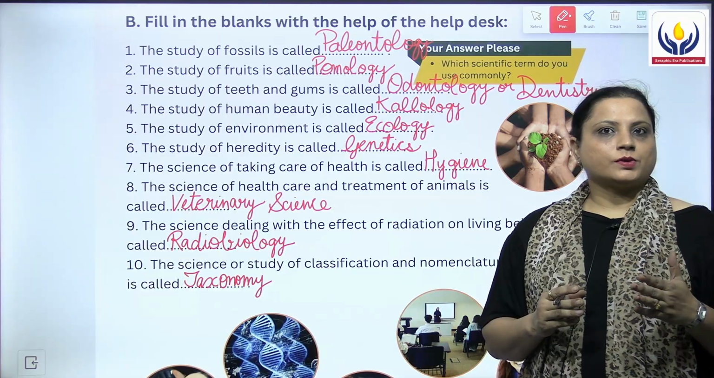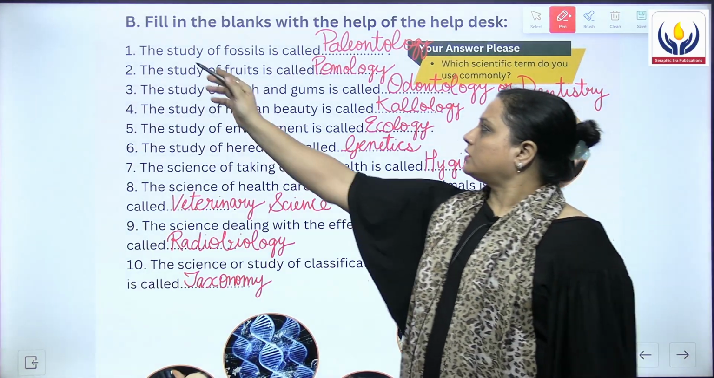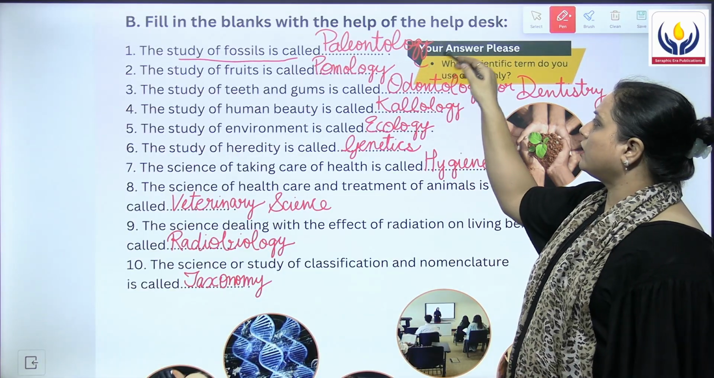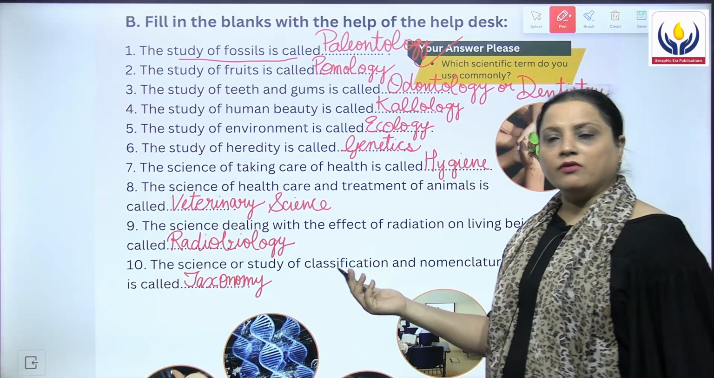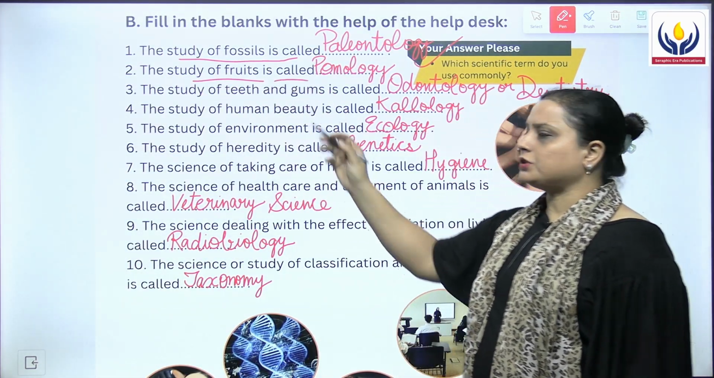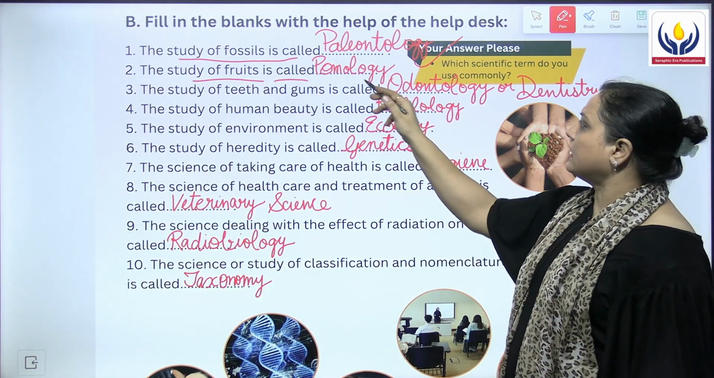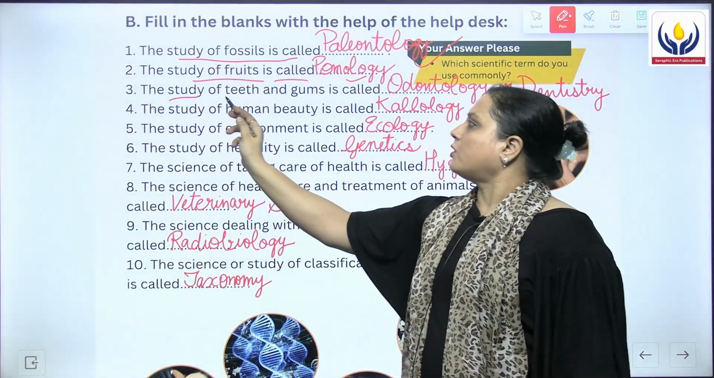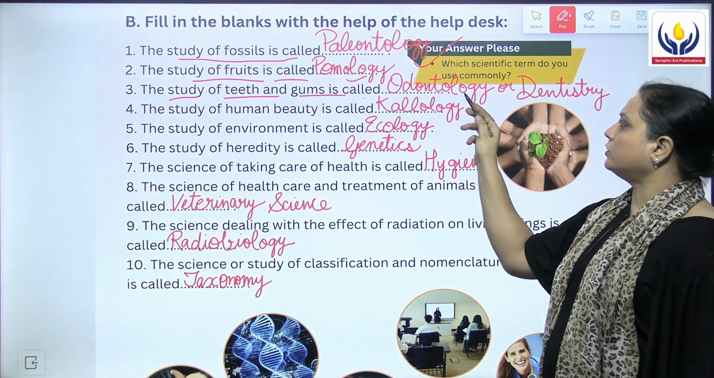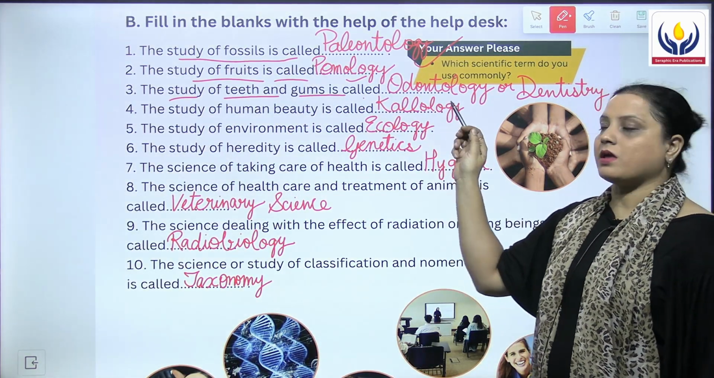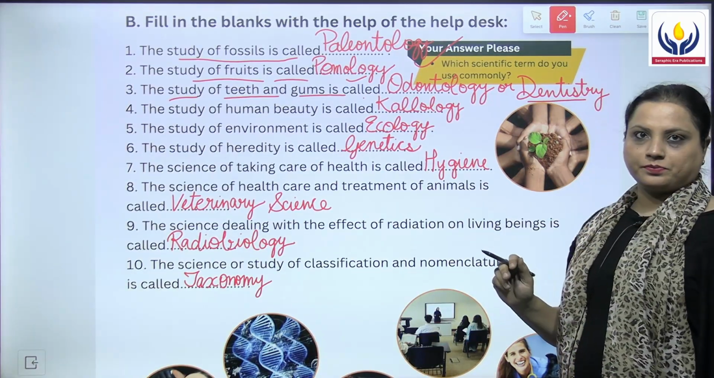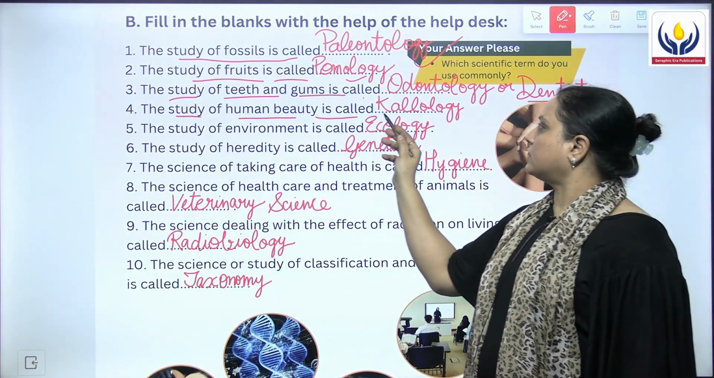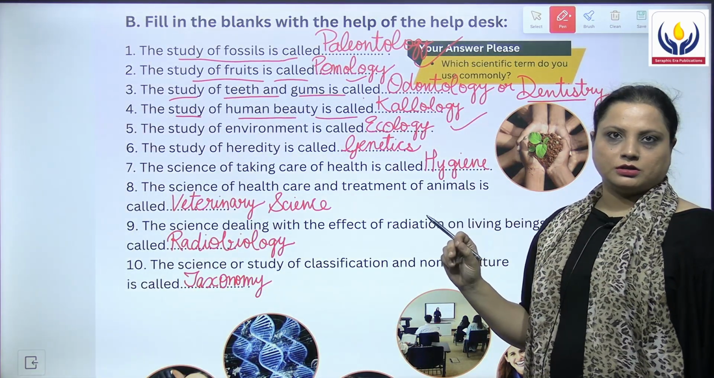Let's begin with the first one and it says that the study of fossils is called dash and the answer is paleontology. Next we have the study of fruits and what it is called as? It is called as pomology. Then the third one, the study of teeth and gums is called odontology or the other name is dentistry. Then the fourth question, the study of human beauty is called calology.